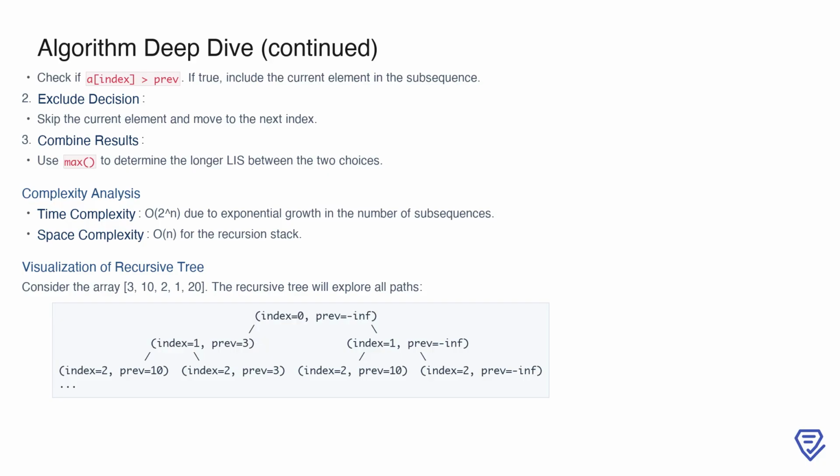The space complexity remains n, because of the recursive stack. To visualize this process, consider the recursive tree generated for the input 3, 10, 2, 1, 20. At the root, we start with index equals 0 and previously equals infinity. From there, the tree branches out as each element is either included or excluded, creating an exponentially growing structure.